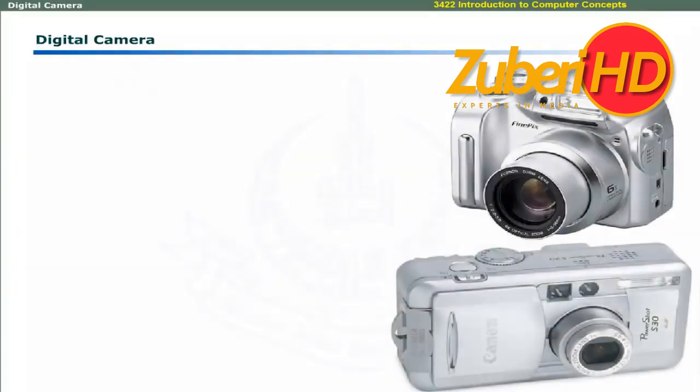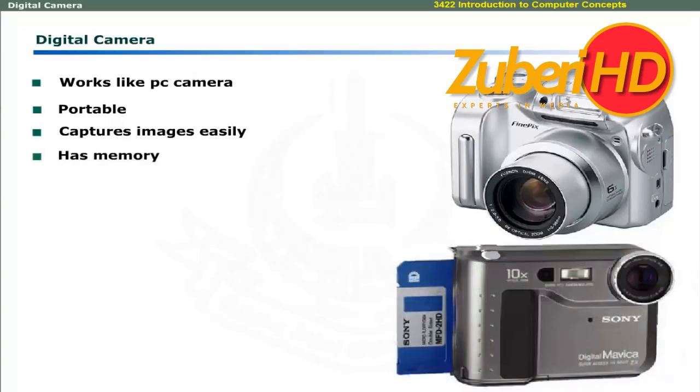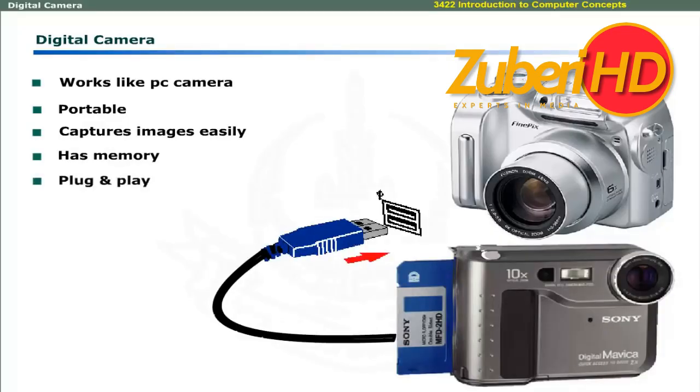The digital camera works like a PC video camera, but it is portable. It enables you to capture images and saves time compared to acquiring images by traditional methods. A diskette or memory card is used to store the images. Modern digital cameras can be attached to the computer by the USB port.